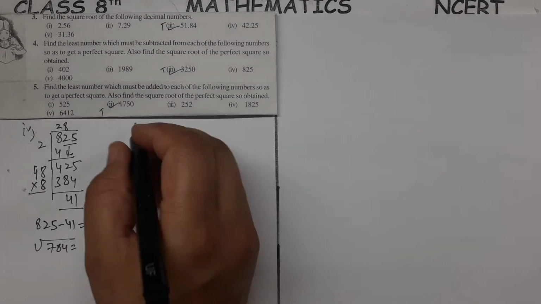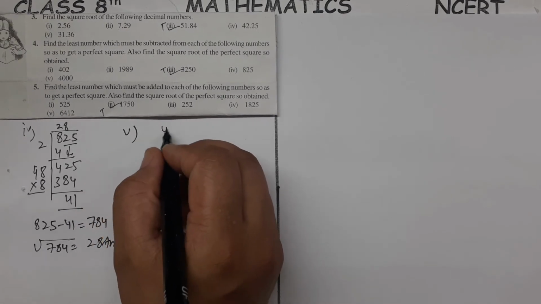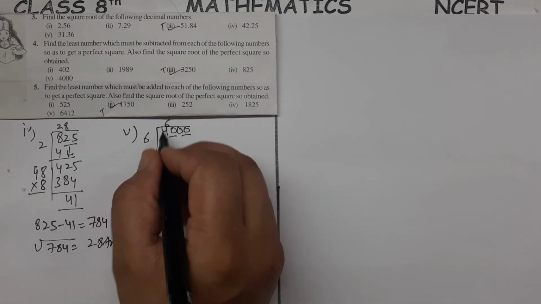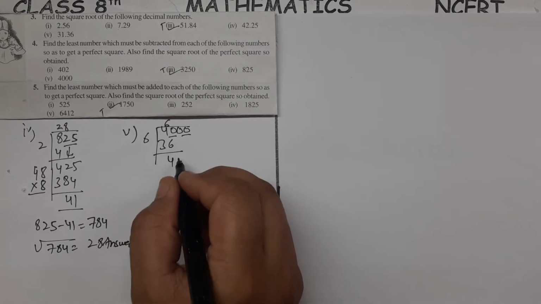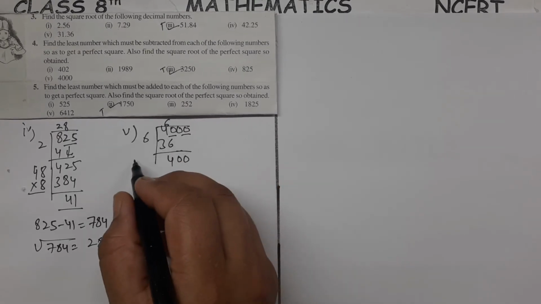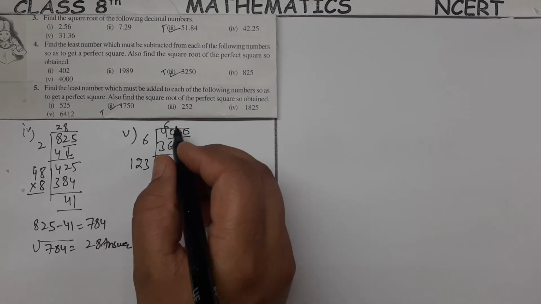Next, part 5th: 4000. Pair. 6 6s are 36. Subtract 4. Pair 00. Double of 6 is 12. Write 3, 3.